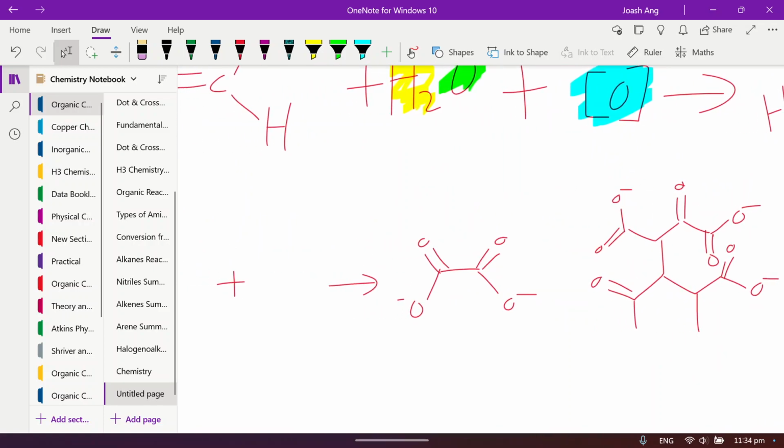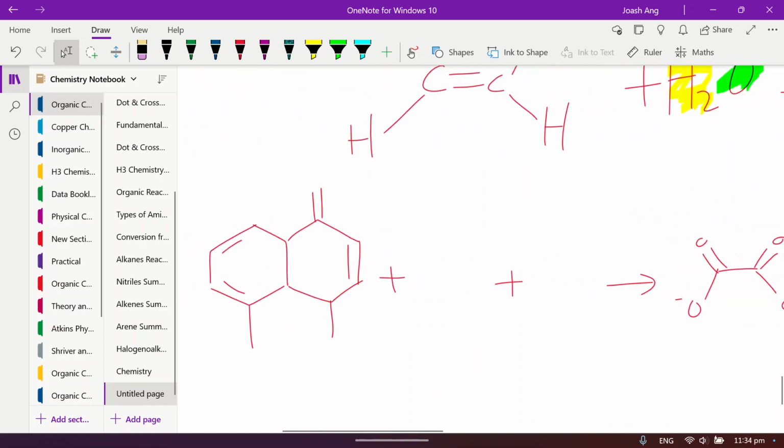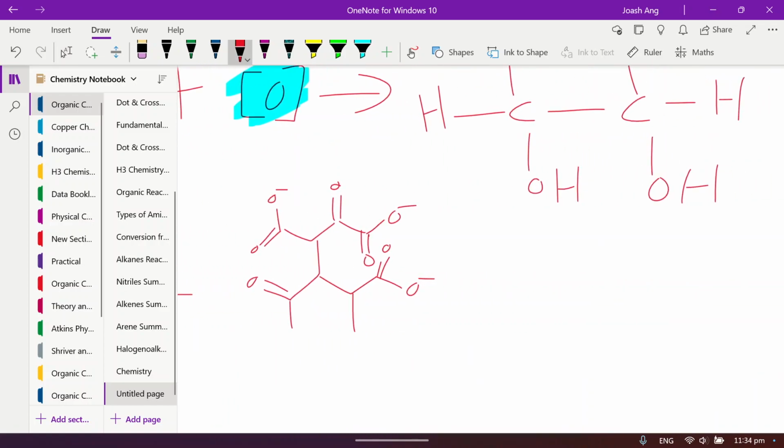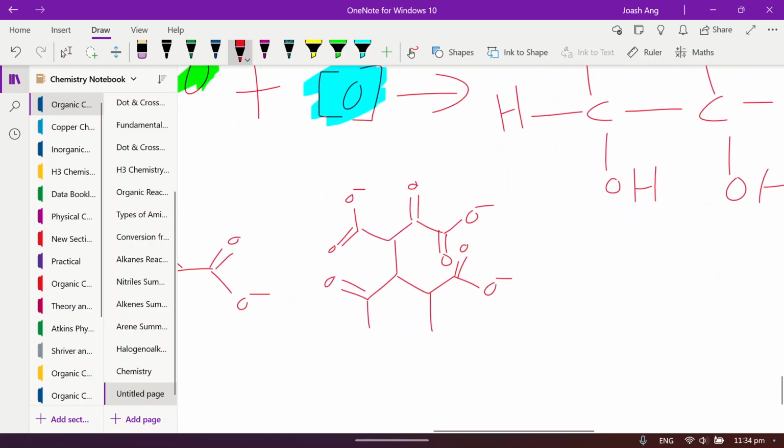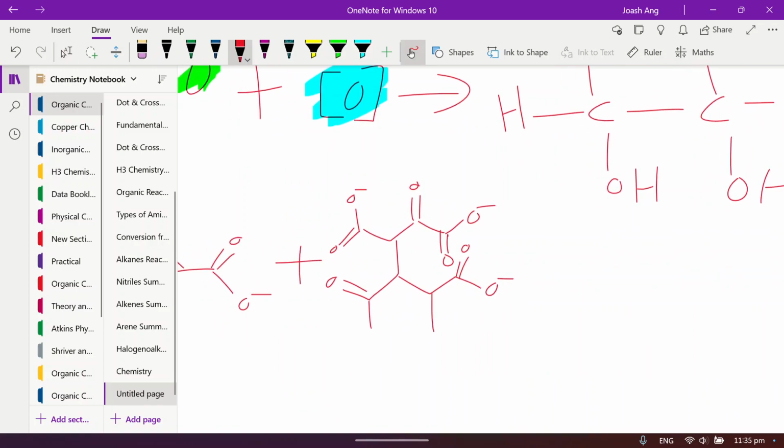This is the two organic anions that we'll produce, and then we'll have, remember the carbon dioxide that is formed from the oxidation of the terminal alkene? That one will become carbonate anion.